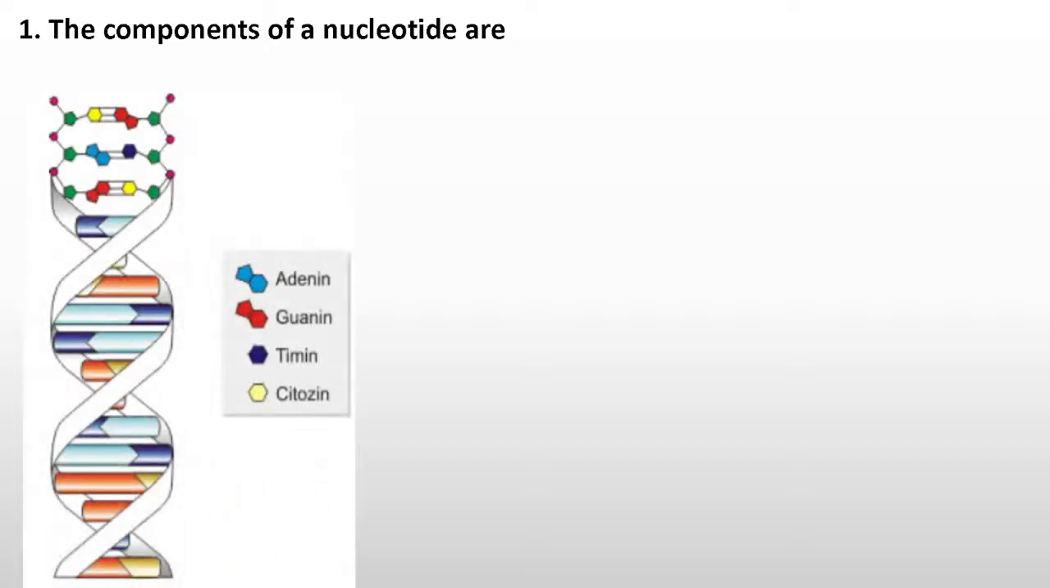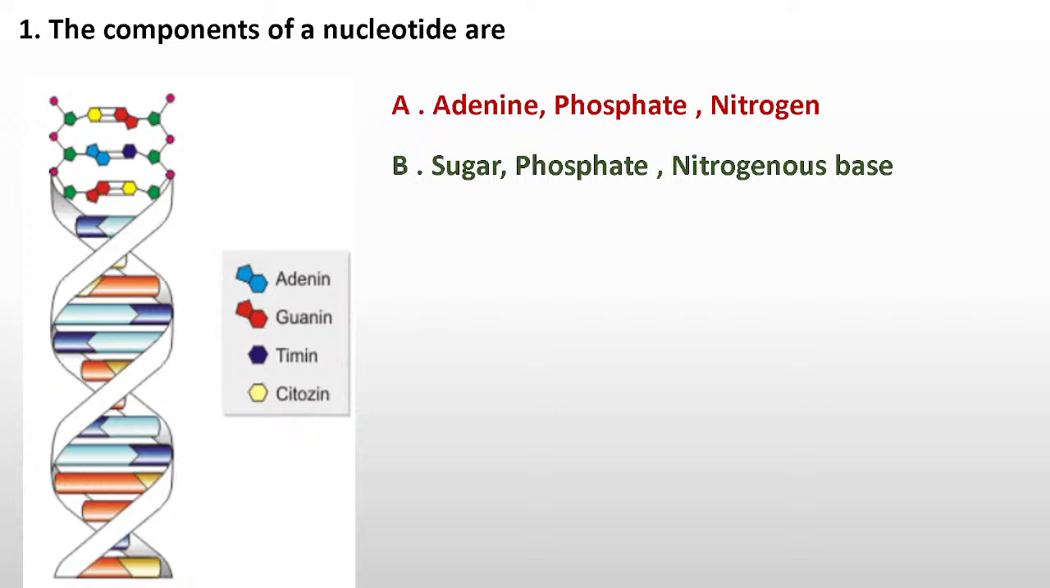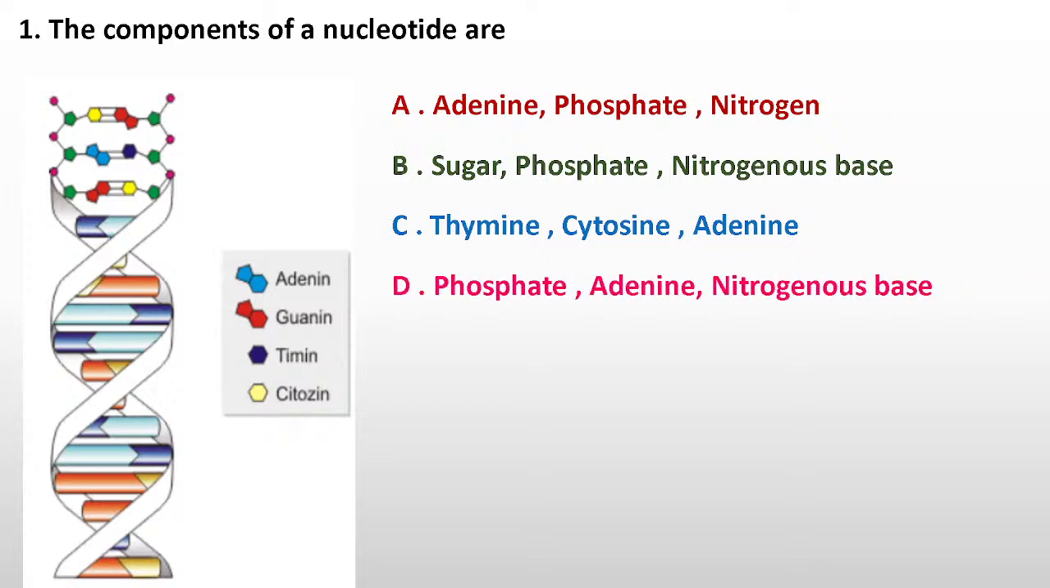So question number 1, the components of a nucleotide are dash. And here is one image for you to understand the structure. Options are A, adenine phosphate nitrogen; B, sugar phosphate nitrogenous base; C, thymine cytosine adenine; D, phosphate adenine and nitrogenous base.